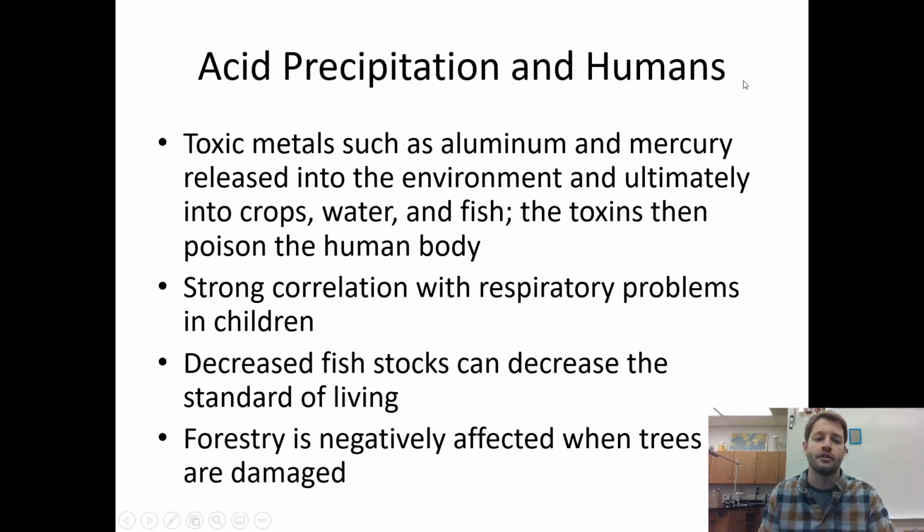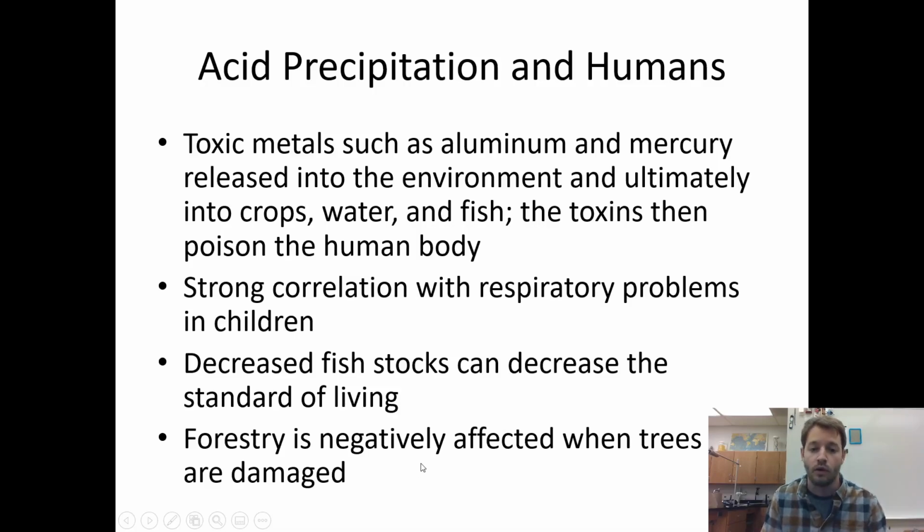Acid precipitation also affects humans because toxic metals such as aluminum and mercury released into the environment ultimately find their way into crops, water, and fish. The toxins can poison the human body. There's a strong correlation with respiratory problems in children. Decreased fish stocks can decrease the standard of living, and then forestry is negatively affected when trees are damaged.